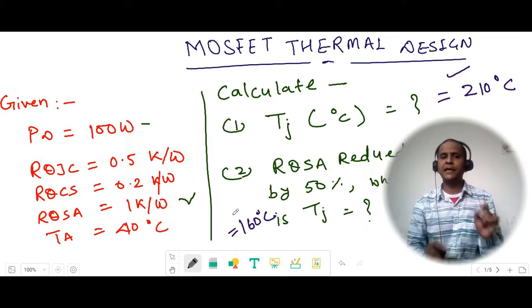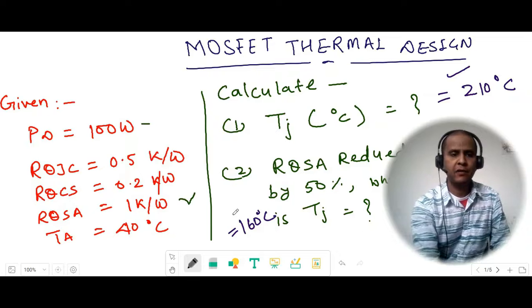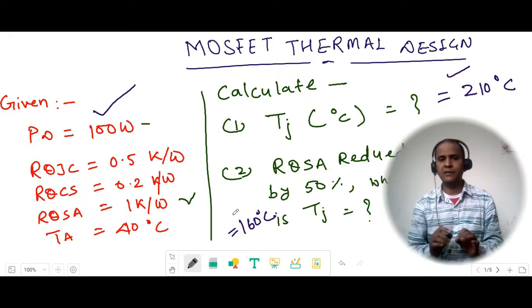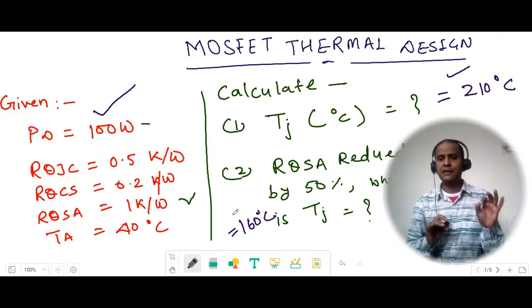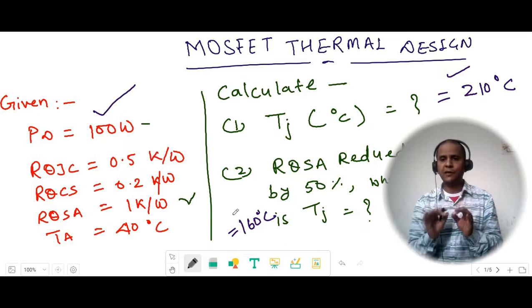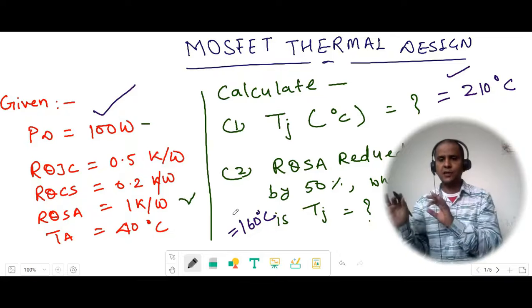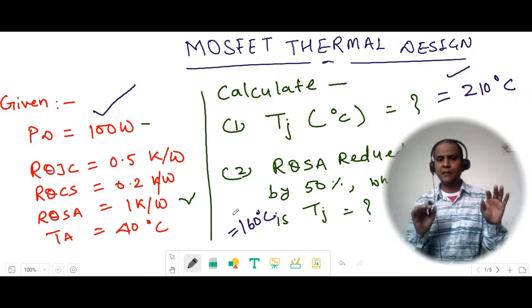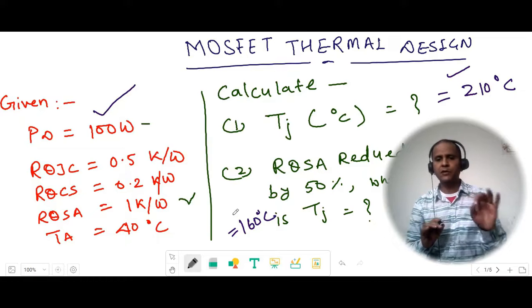What is the PD in the MOSFET? They have given 100 watt. In case they have not given 100 watt, you have to calculate the conduction loss and the switching loss of the MOSFET. By calculating the conduction loss and the switching loss, you can calculate the power dissipation. Once you get the power dissipation, you follow these steps to calculate the junction temperature.